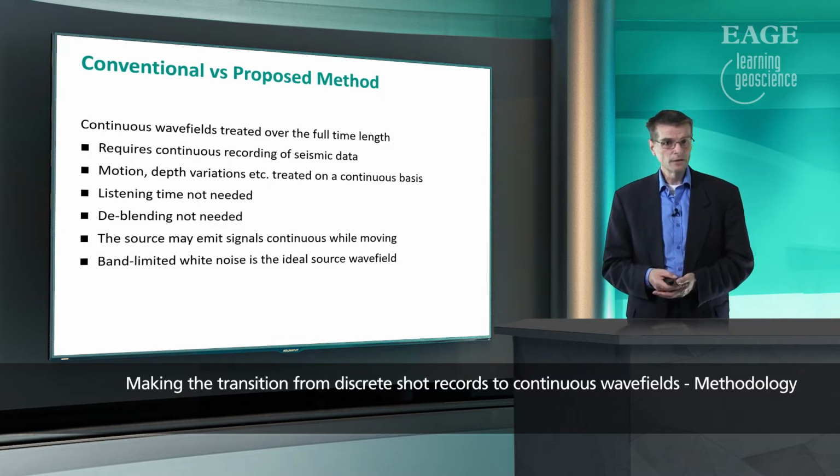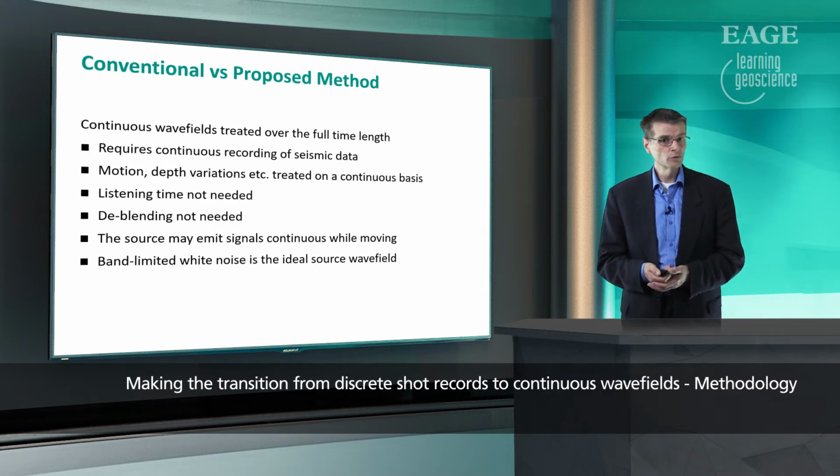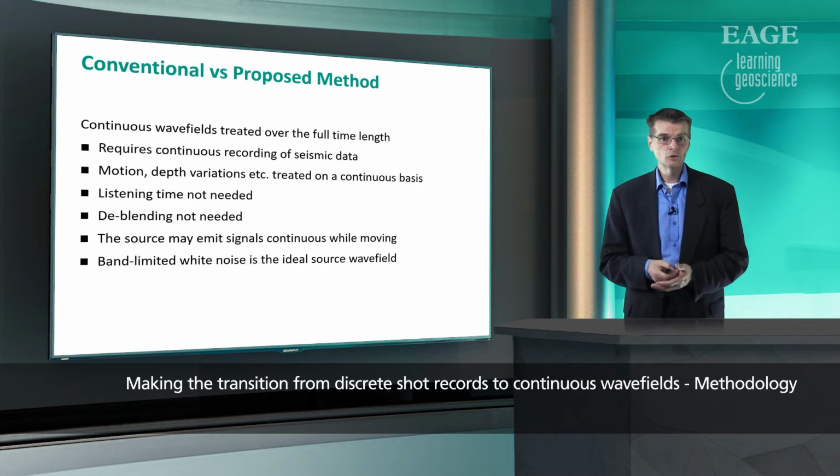With the conventional seismic method, if sources are actuated with short time intervals or if multiple sources are operated simultaneously, a deblending is needed in order to construct independent shot records. With this method, we treat the entire wavefield as one large wavefield, so deblending is not needed. The source may emit signals continuously while moving. Band-limited white noise is the ideal source for this method.